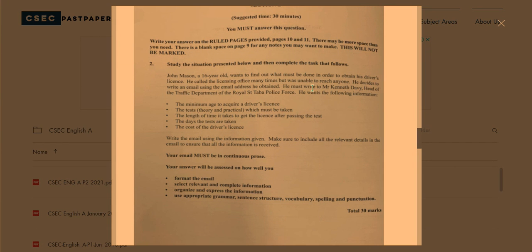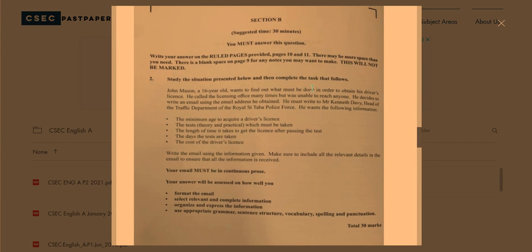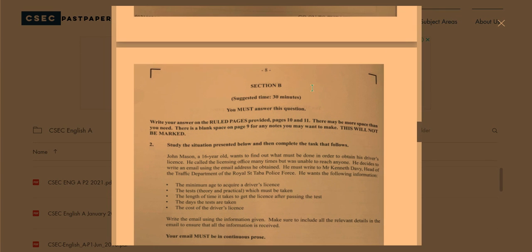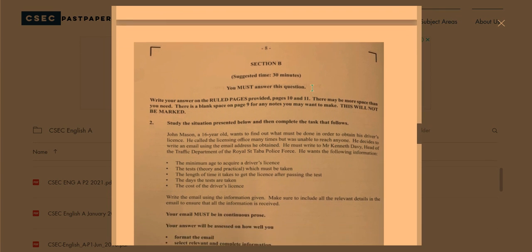Section B is worth 30 marks. Your summary, as I did not mention, is 25 marks. So Section A is 25 marks. Section B is 30 marks.